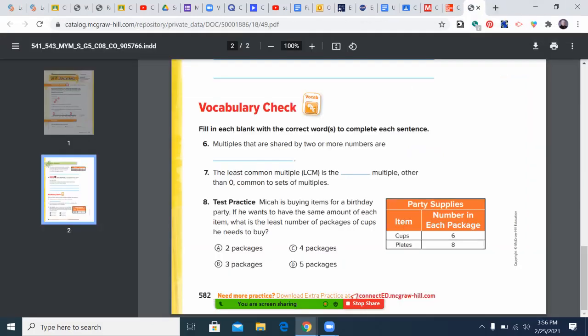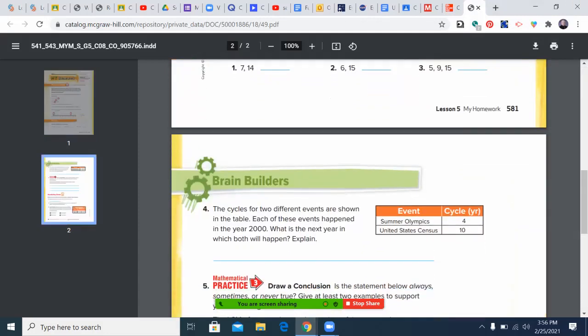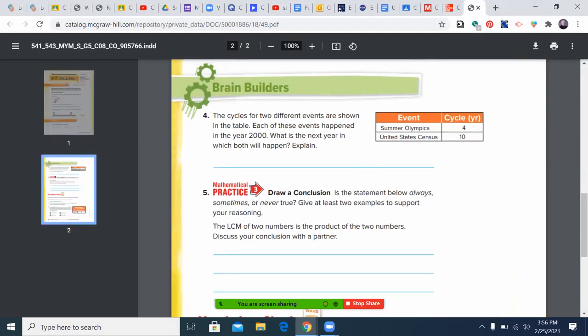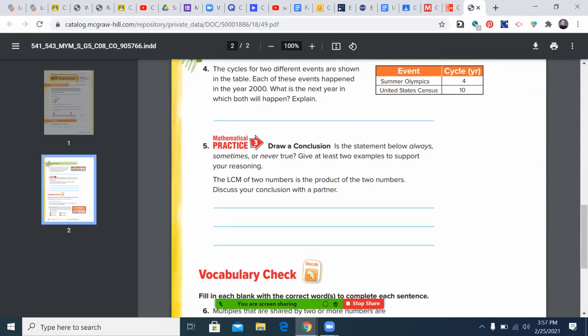At this point, I'm going to send you off into the homework. On these three, find your least common multiple, and then make sure you read the story problems carefully to make sure you know what they're asking, know what information you have. You make a plan, you solve, and you check.